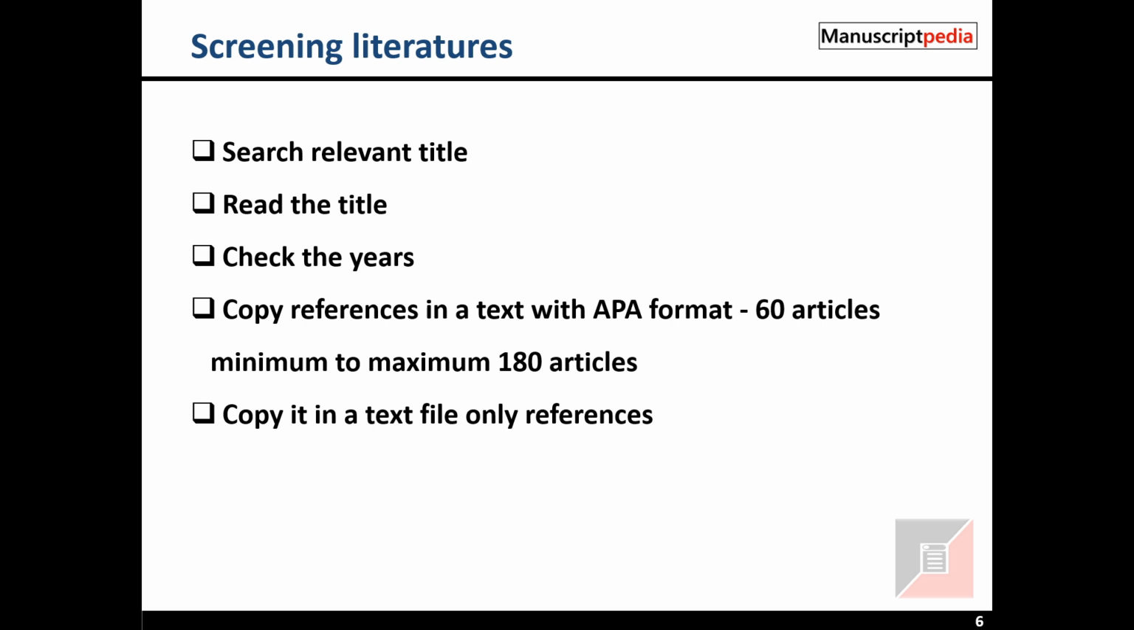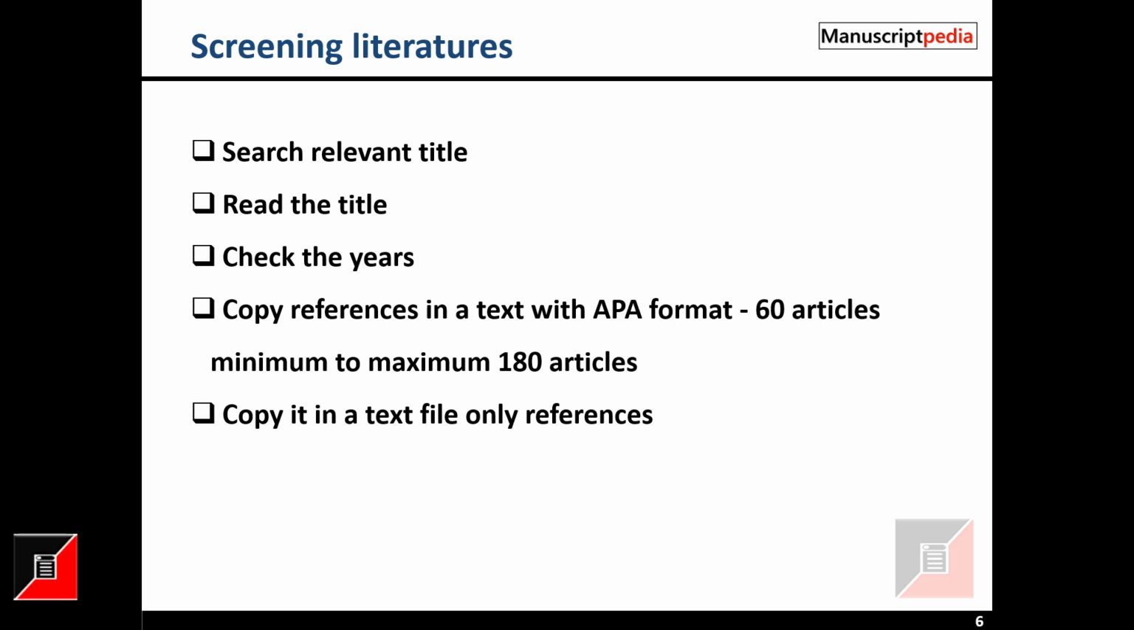Then search by relevant title and read the title carefully. Check the years. That is a must, as I said quite earlier in the earlier topic. Go back from the recent articles and copy references in a text with APA format. A minimum of, for example, 60 articles. For example, I am sharing with 60 articles, and you can take a maximum of 180. You can go through like 250.